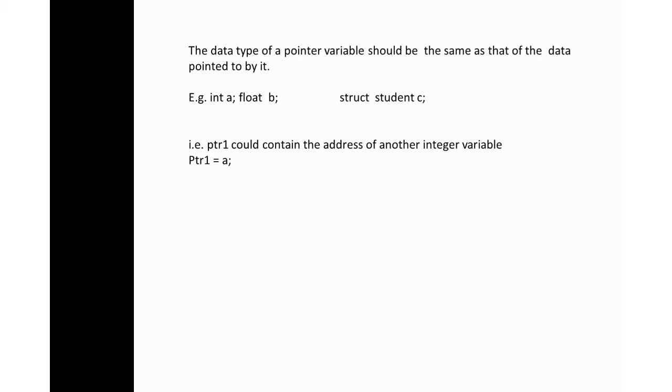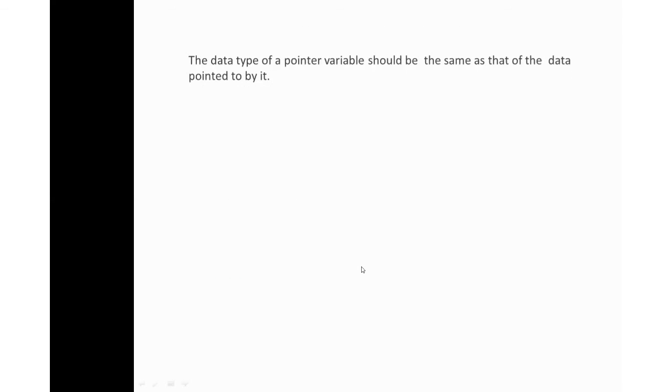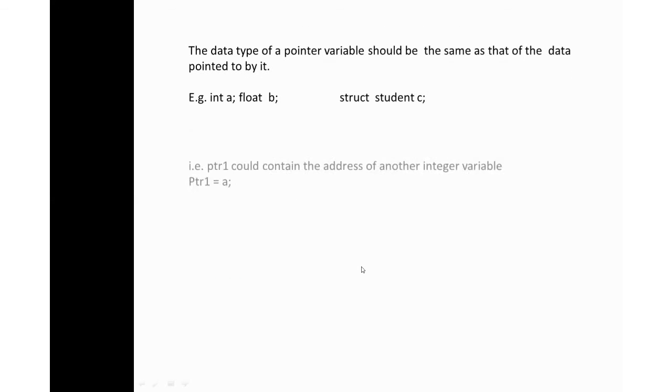Here type promotion and all will not take place. So if your variable is a pointer variable of integer data type, the value or any other variable you are assigning there should also be of integer data type. Now why do I tell this? Now look at this example. That is int star PTR1. PTR1 was your integer pointer variable. Yes or no?